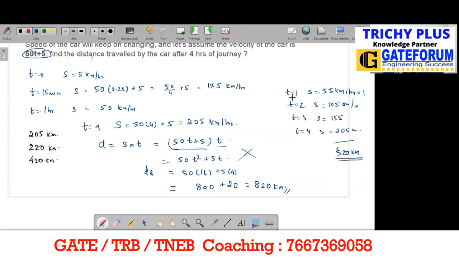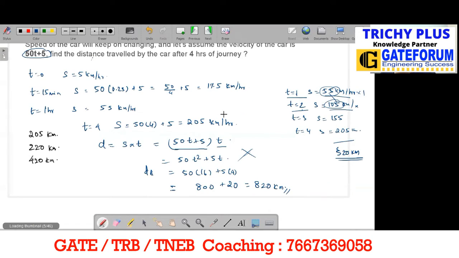See, why I'm saying this is because we are not maintaining the speed of the car at 55 km per hour for 1 hour. Similarly, we are not maintaining 105 km per hour for the next 1 hour. So even within that time, the car speed keeps on changing. Even from the first hour to the second hour, we will not be going with the speed of 105 km or either 55 km. It keeps on increasing and it is reaching 105 km. That is what the statement is saying. So here we cannot simply multiply.